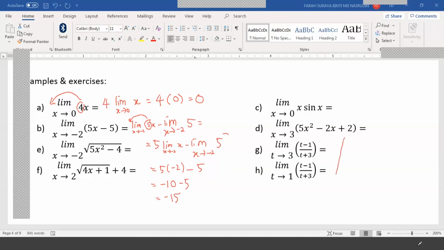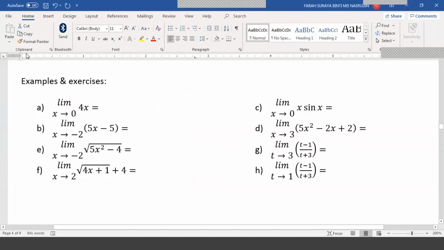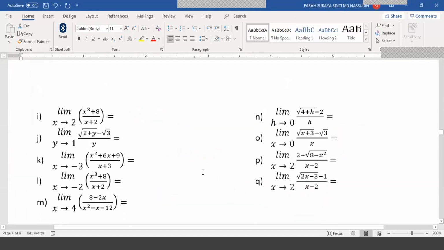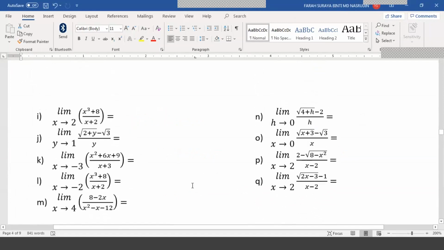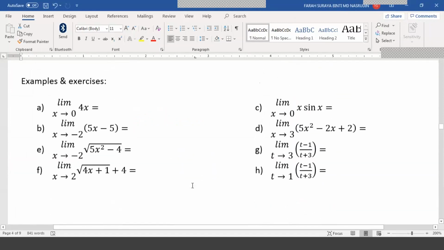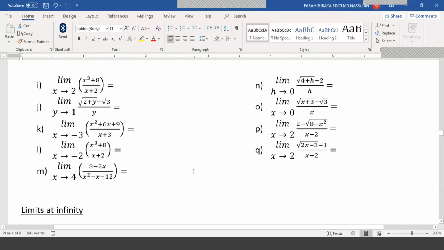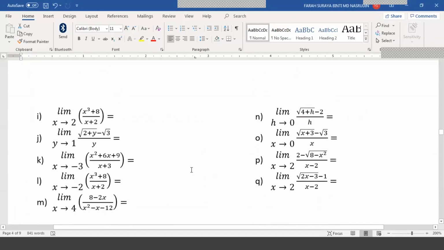You all boleh buat soalan yang lain. Okay, buat C, D, E, F, G, H, I, J, K, L, M, N, O, P, Q. Okay, boleh buat. Teruskan buat soalan C sampai Q. Okay, ini saya bagi sebagai tutorial.